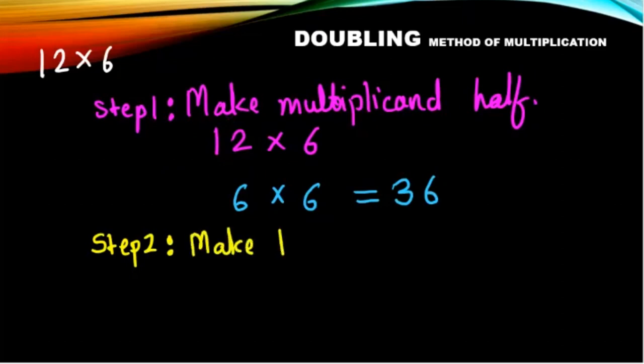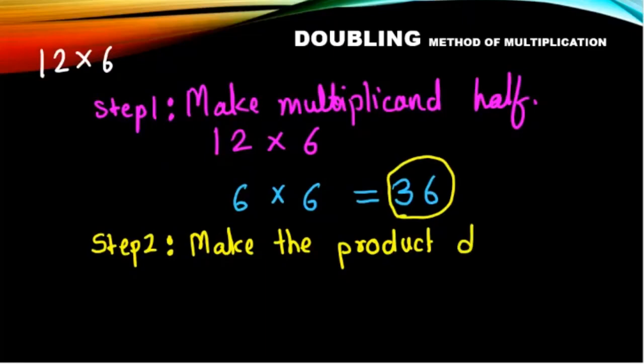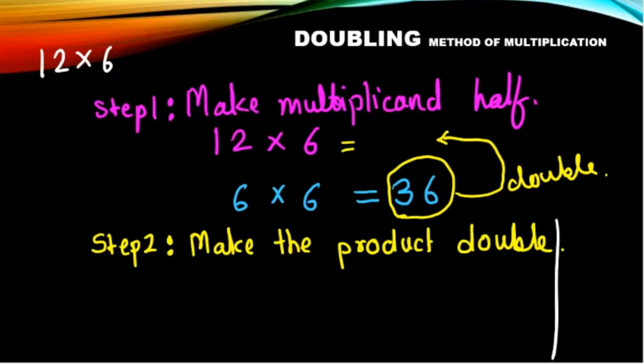Now in step 2, we will make the product, that is 36, double. So if we multiply 36 into 2, that is 72. So the double of 36 is 72.